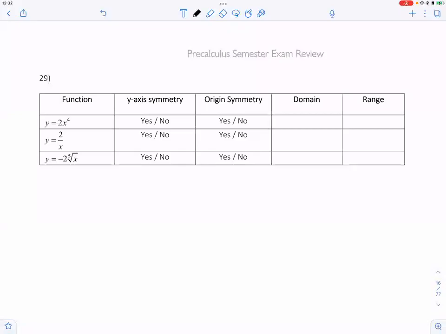All right, question 29. We have this table. We have 2 to the x power. So we have function, we have y-axis symmetry, origin symmetry, domain, and range. I guess we can tackle the domain and range first. I think that's a lot easier.